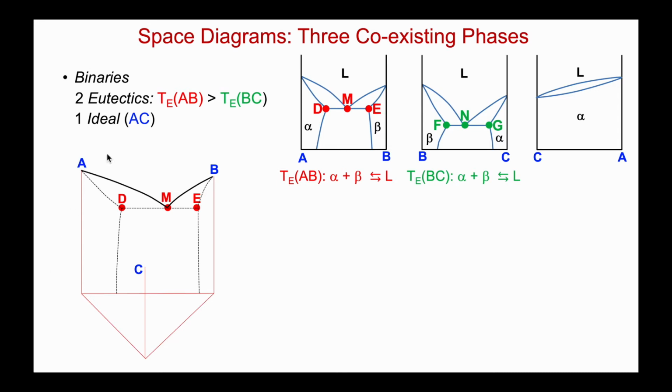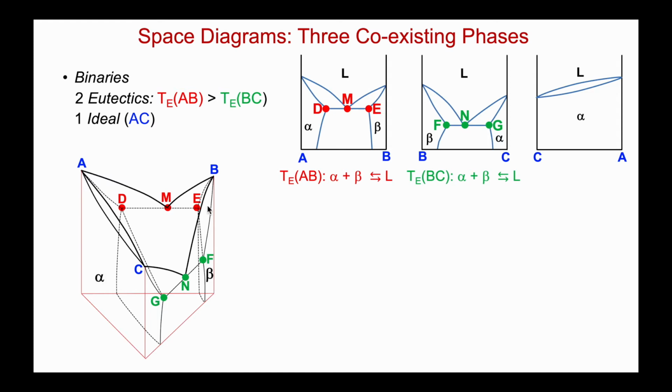So here's the AB binary, the eutectic, with the coexisting solid and liquid compositions at that binary eutectic shown and denoted by the letters D, M, E. Here's my BC eutectic, now shown on this side of my space diagram. And finally we'll add the AC binary here, it is ideal. And so now we're building up the ternary space diagram. So we'll just fill in the rest of the solid state behavior.